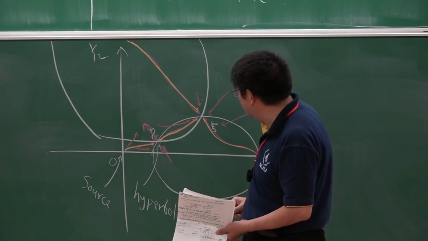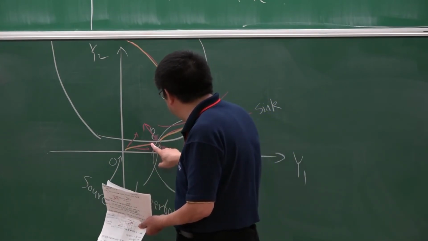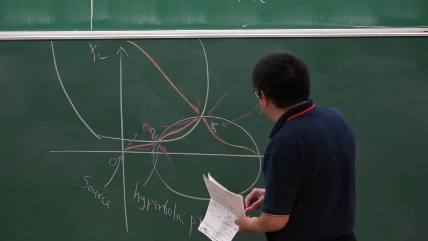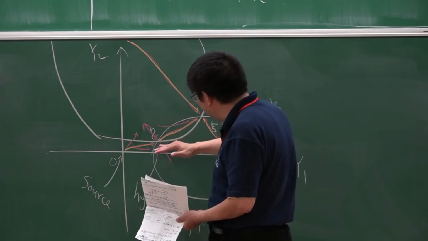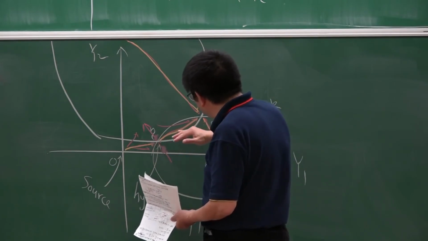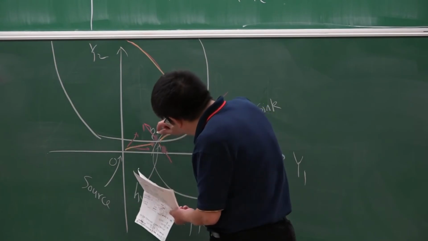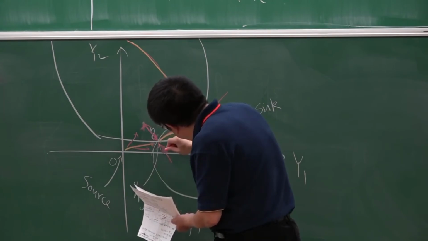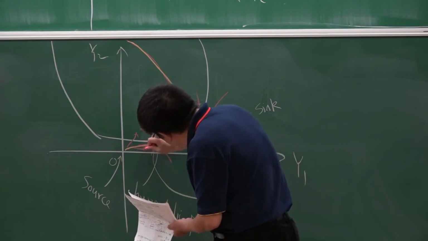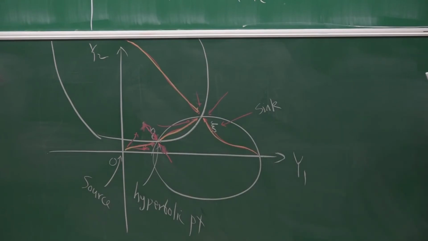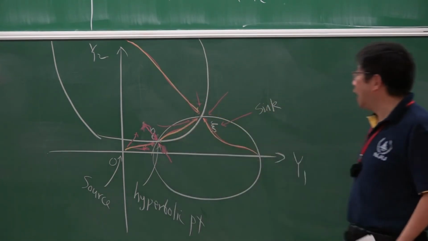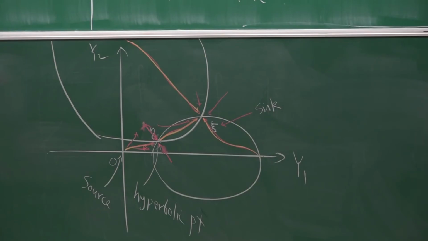Did I draw something? I think I drew something stupid. Let's say this is a sink. This is hyperbolic. Sink goes this way, so then this way. I think this should go away. Something like that. Yeah, that's the picture we have.